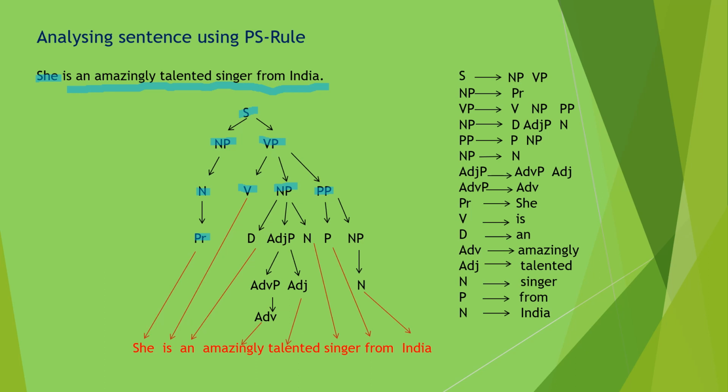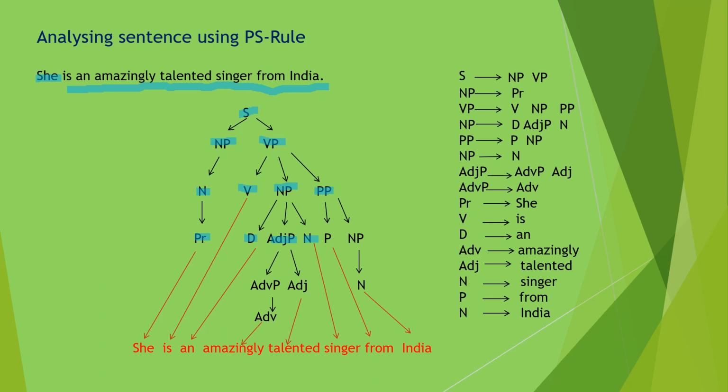And then in the next step we'll divide the noun phrase. So the noun phrase will be divided into the determiner. The noun phrase here is "an amazingly talented singer". Okay, so "an" is the determiner. All right, and then "amazingly talented" is telling you about the singer, which is a noun, so it is an adjective phrase. And then we have the noun "singer".